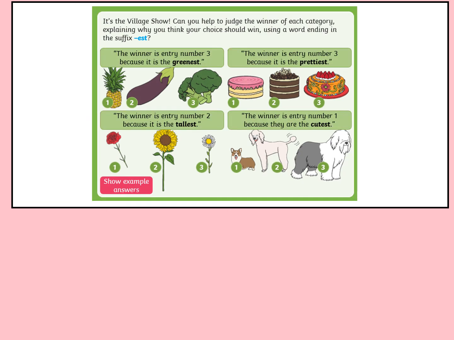Some examples that you could have had then. The same one that I chose for the first one. Second one, the winner is entry number 3 because it's the prettiest, so that could be for the cake competition. If you're looking at the flowers, the winner could be number 2 because it is the tallest. And for the dog show, you might have chosen number 1 because they are the cutest. These are not the only answers that you can have, so do not worry if these are not the answers that you have in your book. Be sure to share all of these wonderful answers with your class teacher. Well done.